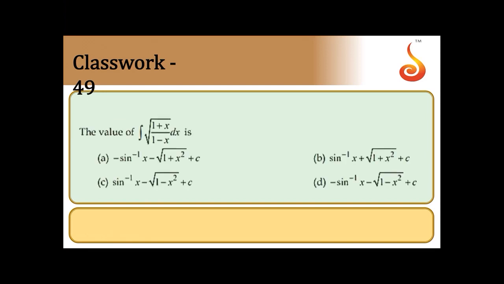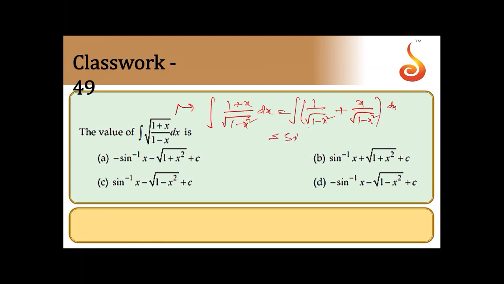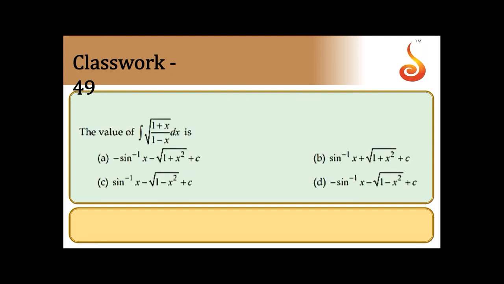Yes, of course, C. Coming to the next one, integral root of 1 plus x by 1 minus x. I shall rewrite this one by multiplying and dividing by 1 plus x, and within the root you'll be getting 1 plus x divided by root of 1 plus x into 1 minus x, which is 1 minus x square dx. Splitting into parts, 1 by root of 1 minus x square plus x divided by root of 1 minus x square dx. Of course, this is nothing but sine inverse x. And this is the derivative of minus root of 1 minus x square plus constant. So sine inverse x minus root of 1 minus x square plus c. So the answer is C.